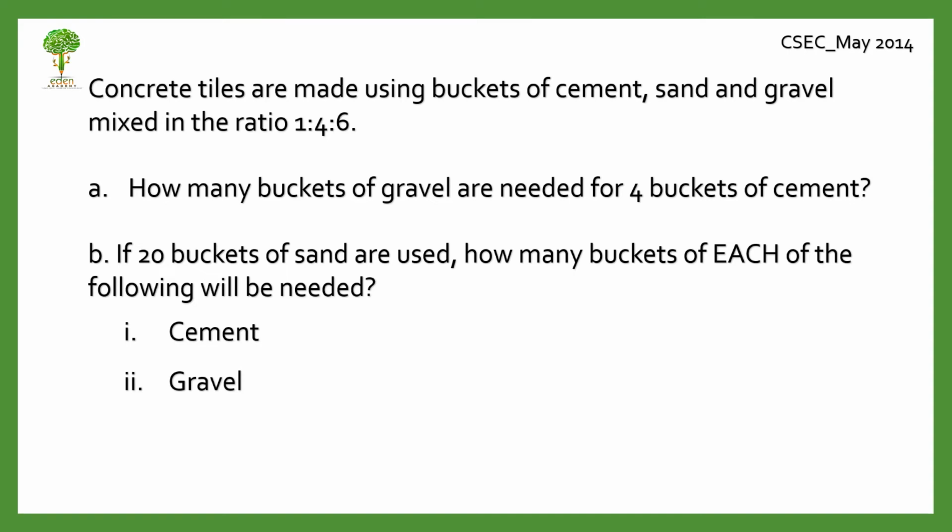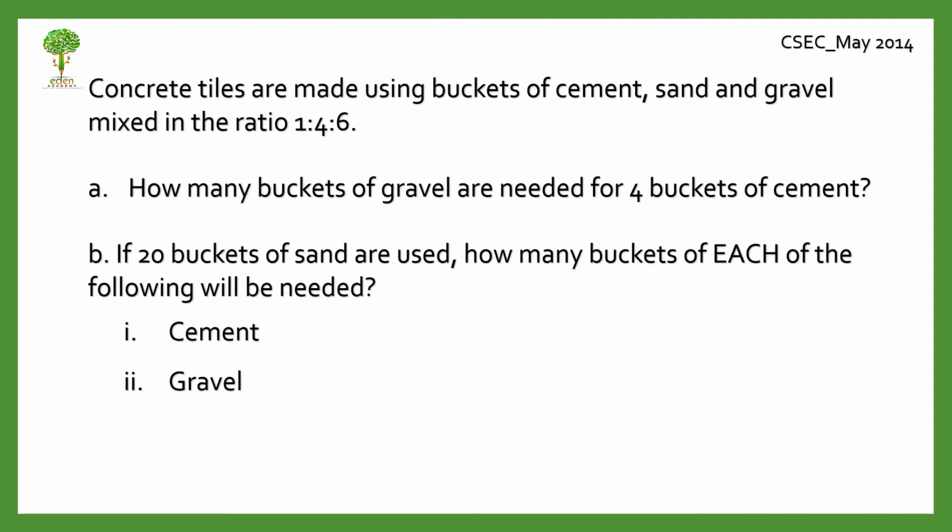Concrete tiles are made using buckets of cement, sand, and gravel, mixed in a ratio 1:4:6. Part A. How many buckets of gravel are needed for 4 buckets of cement? B. If 20 buckets of sand are used, how many buckets of each of the following will be needed? Part 1, cement, and part 2, gravel.